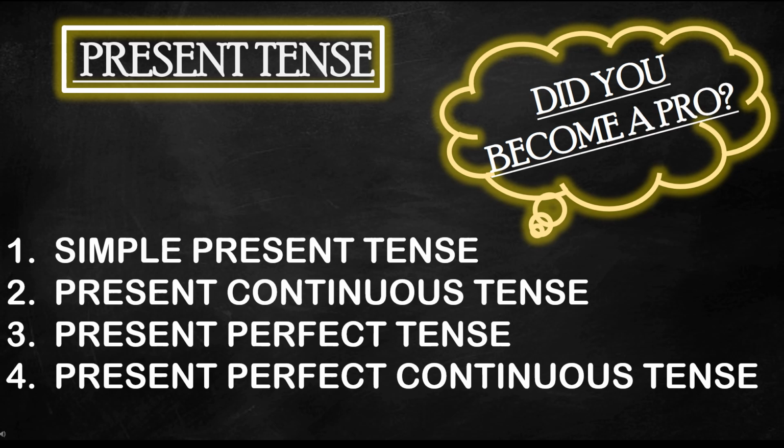So in today's video, we learned that there are 4 types of present tense, that is simple present tense, present continuous tense, present perfect tense, and present perfect continuous tense.